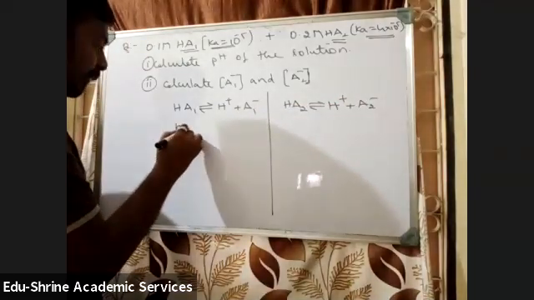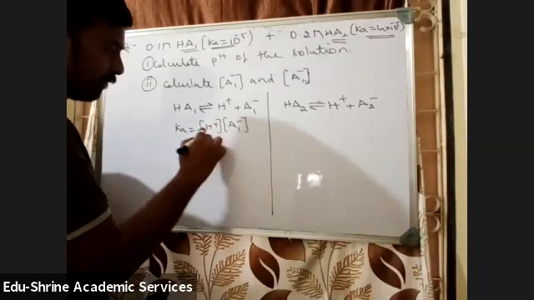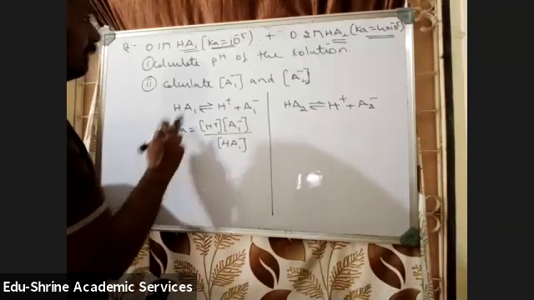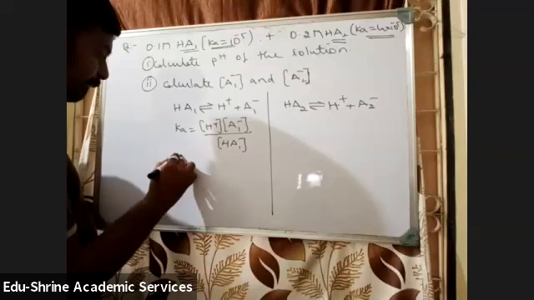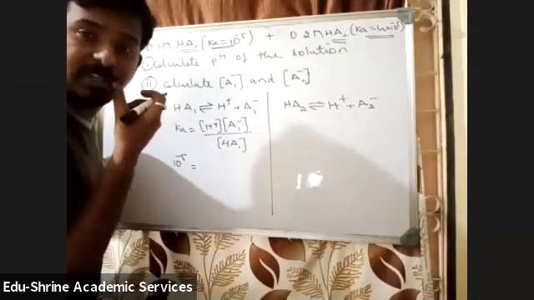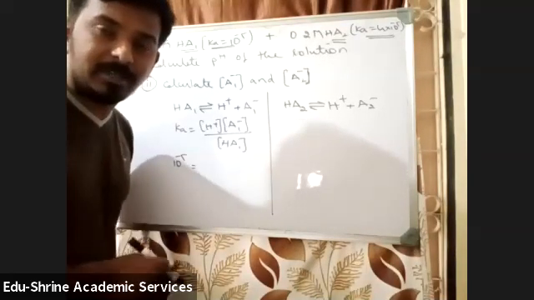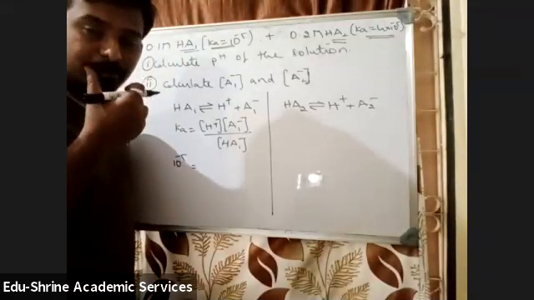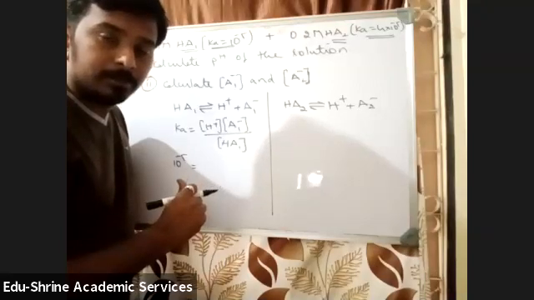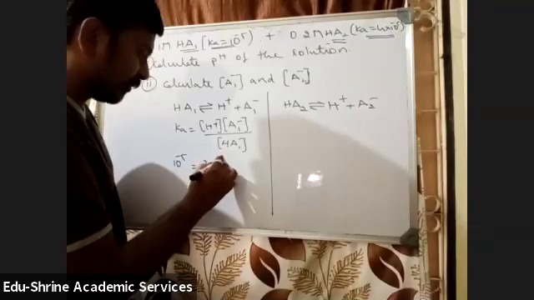So what will be the Ka expression for this? Concentration of H plus into concentration of A1 minus by concentration of HA1. You know the value of Ka for the first acid, 10 power minus 5. Concentration of H plus we calculated previously, no? What was the concentration, students? 3 into 10 power minus 3, no? 3 into 10 power minus 3 is the concentration of H plus.